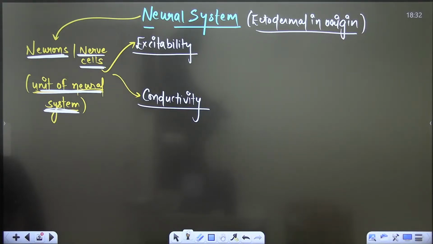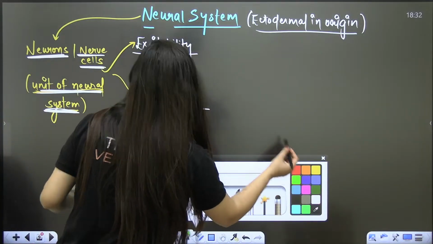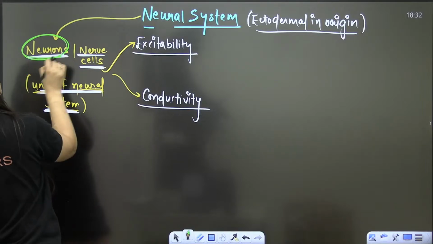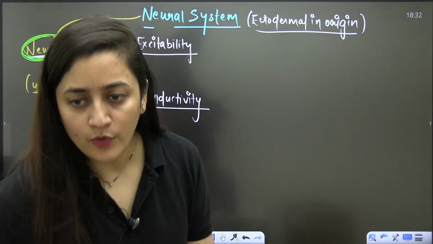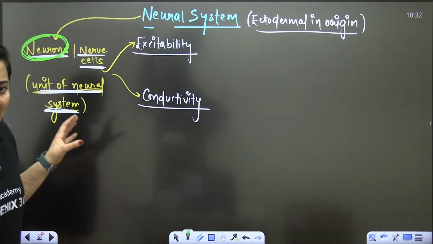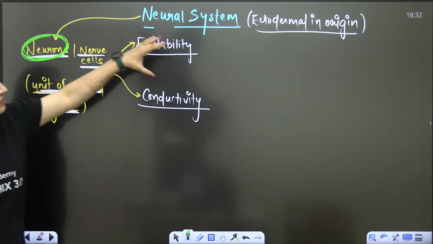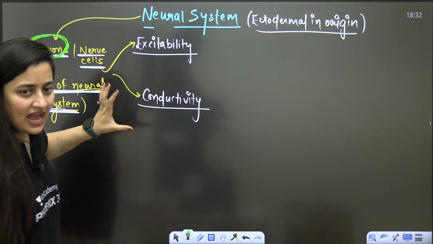Any doubt here? Please tell me. It's the easiest portion, guys. This is something very important. Now my next question is, in the nervous system, are we only going to talk about the neurons, or do we have anything else? So we are saying the neuron has the property of excitability and conductivity.